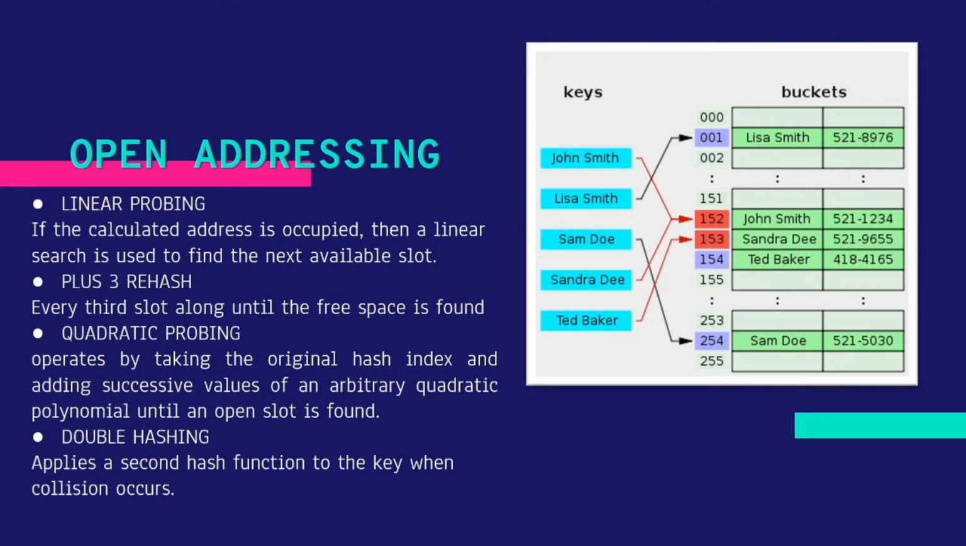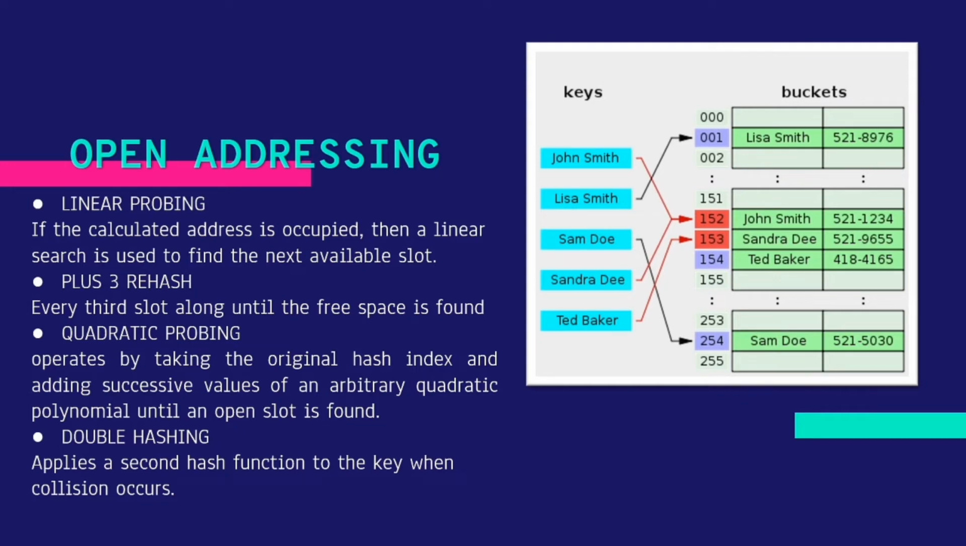Rather than simply scanning along for the next available slot, you could try every third slot along until a free space is found, the so-called +3 rehash. Quadratic probing operates by taking the original hash index and adding successive values of an arbitrary quadratic polynomial until an open slot is found. Basically, quadratic probing will square the number of failed attempts. While double hashing applies a second hash function to the key when a collision occurs, and the result of the second hash function gives the number of positions along from the point of the original collision to try next.